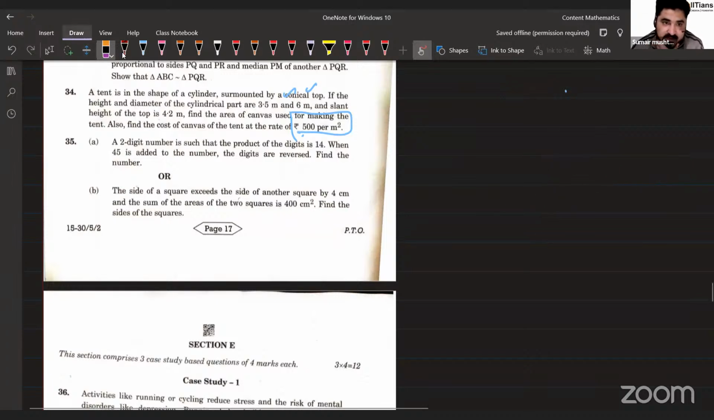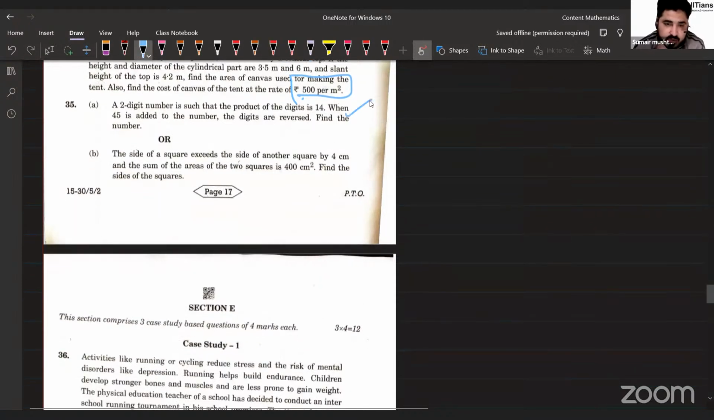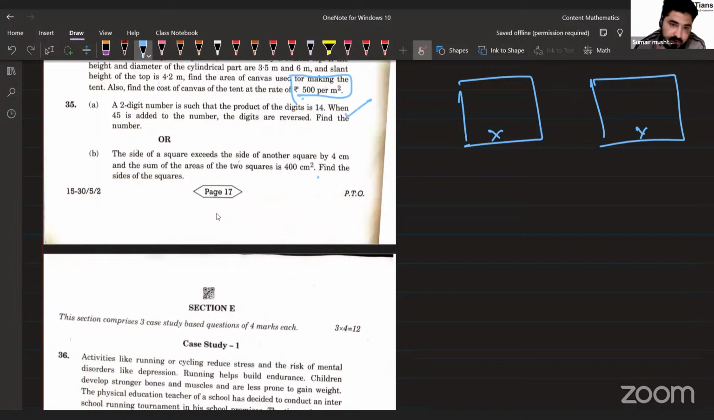Guys, you can tell me if there is any doubt in any question, I will show it. Question 35 is also easy, a linear equation in two variables. This is a small square and the greater square. Small square, if I take it x, and the greater y. The greater exceeds by 4, that means y minus x is equal to 4. This is one equation. Next equation, the sum of the squares is 400. Put it there, get the answer. Clear?